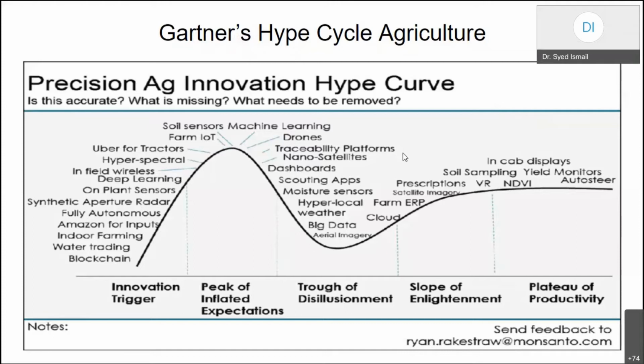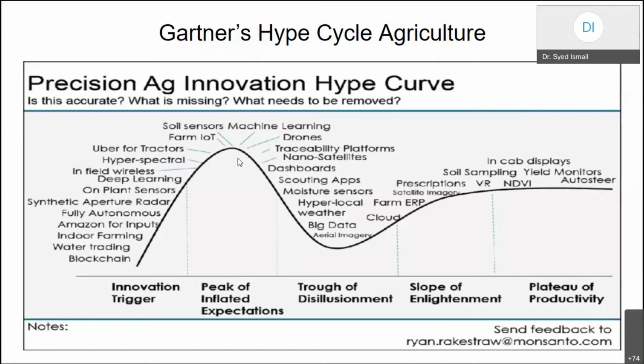So here you see blockchain is at the bottom. This first part is the innovation trigger. Once you have an innovation, you want to push. So these all go on pushing. Most of the time we are in this area: deep learning, Uber for tractors, hyperspectral, and machine learning, drones, the peak of it. And then we come back. I see most of them are realistic when I look at how India went through the last several years. So this is the peak of inflated expectations.